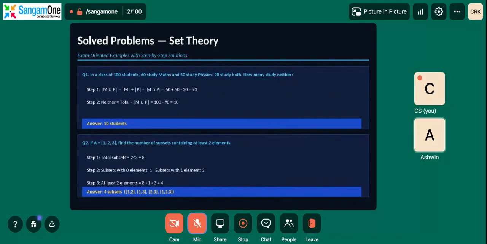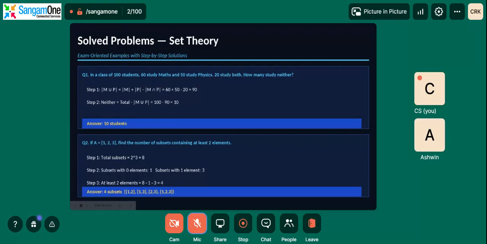Okay, this is the solved problem on set theory, an example problem. We will be solving previous year questions, but for now let's solve this problem. In a class of 100 students, 60 study maths and 50 study physics, and 20 study both. How many study neither? How to solve that? Consider M union P, where M corresponds to those who study maths and P to those who study physics: 60 plus 50, minus 20 who study both, M intersection P, the students who study both maths and physics.